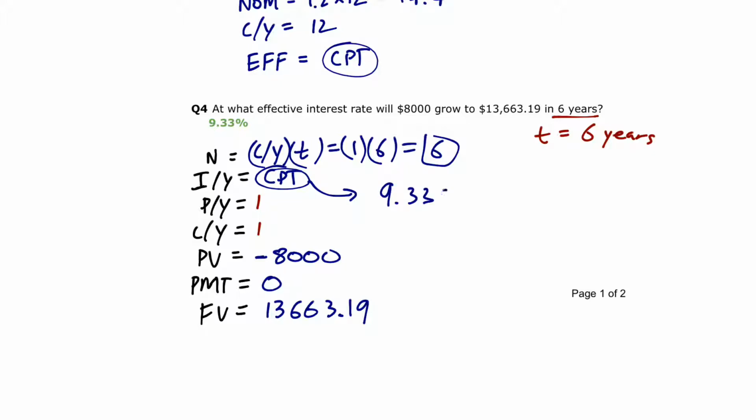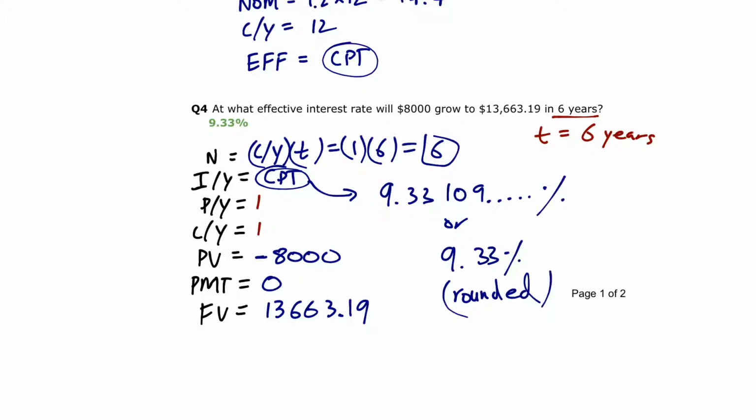Is it like a 0 or something after? 9.330. 1. Okay. .33. That would be the answer here.